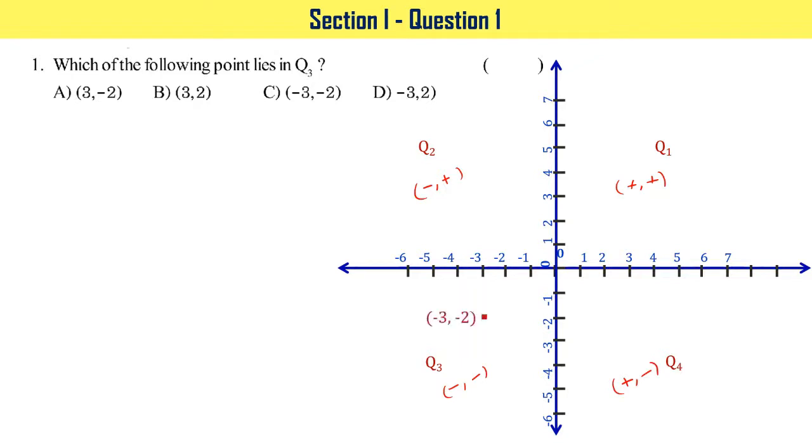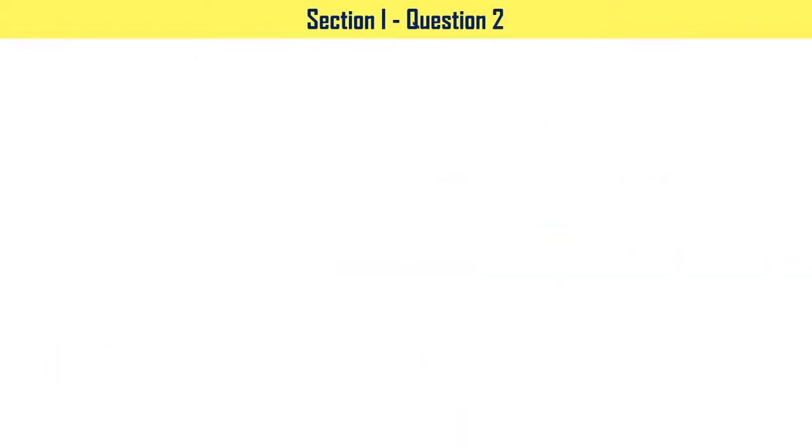As you see here, minus 3 comma minus 2 is in Q3. So to answer the question, we say choice C is the answer. Let's go to the next question. That is question number 2.